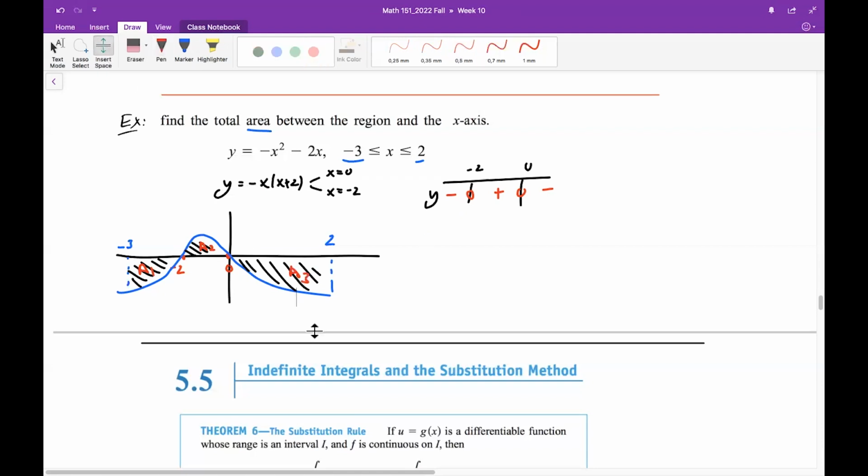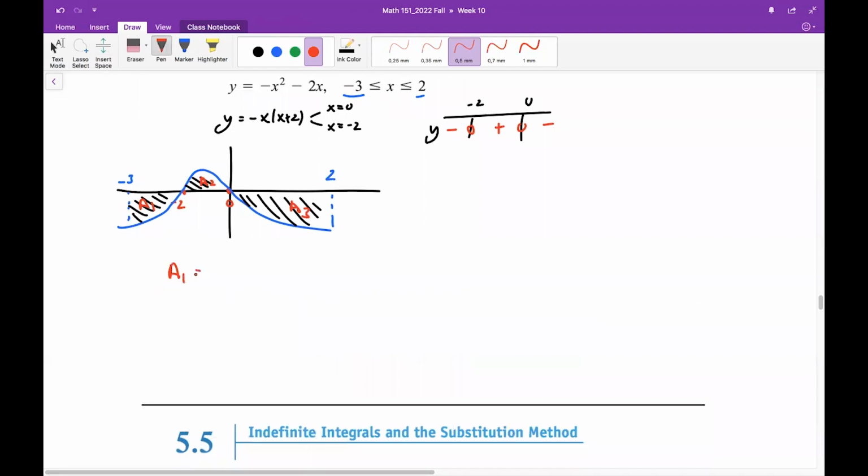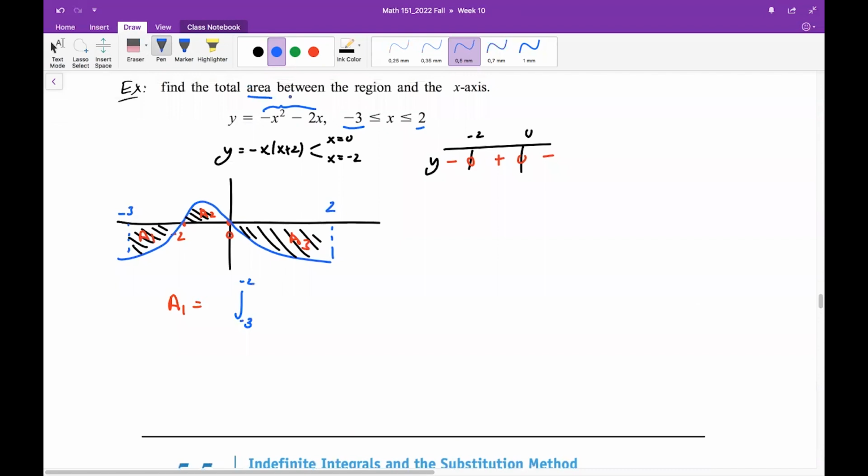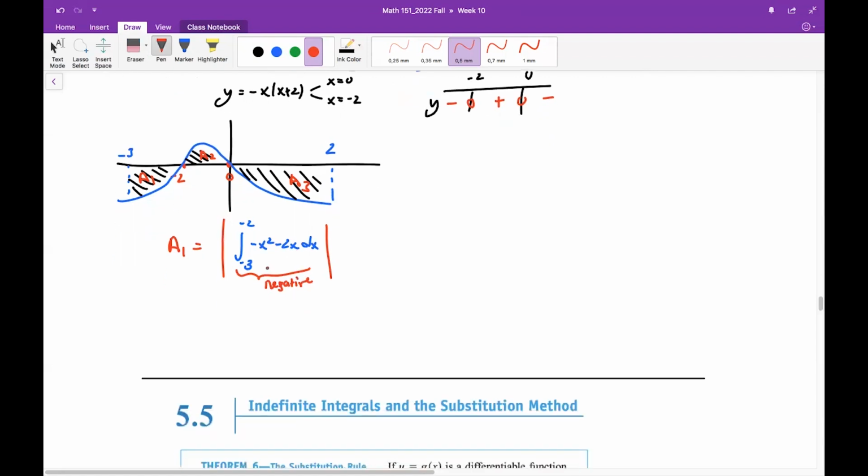Let's start with A1. A1 can be represented as a definite integral from -3 to -2 of our function, minus x squared minus 2x dx. But remember, your function is negative here. That's why the area is, in fact, the minus of your definite integral, or you can say the absolute value of it, because we know the result of this definite integral will be negative. Area cannot be negative. That's why I need to take the absolute value by putting an extra minus sign in front of it. Okay, let's move on.